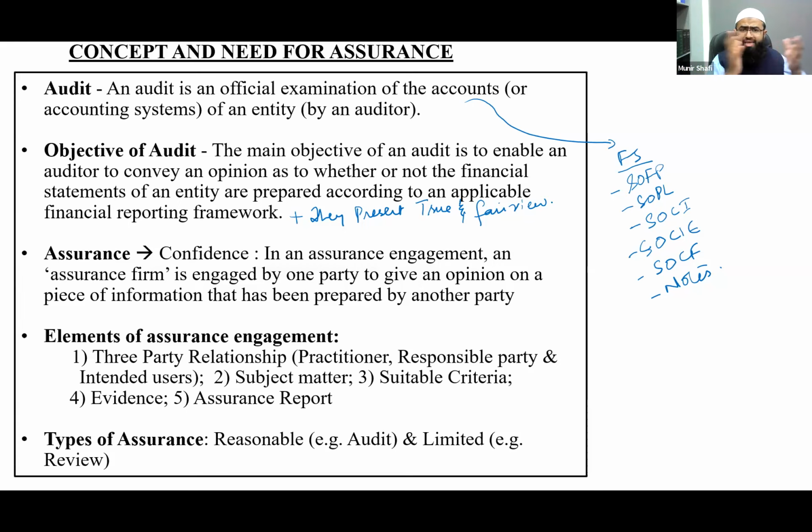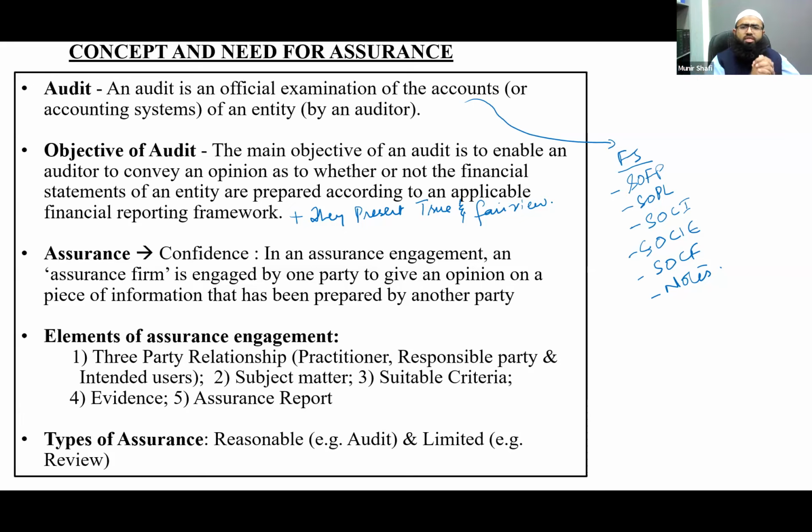So in an assurance engagement, and an audit is an assurance engagement, we all know this, an assurance firm is engaged by one party to give an opinion on a piece of information that has been prepared by another party. And we know that in audit, shareholders engage the auditor. Shareholders request the auditor, please have a look at this financial information, please have a look at these financial statements, give us the opinion whether it's okay or not. And our opinion is directed to the shareholders of the company. Therefore, if you recall, the heading of the report is Independent Auditor's Report to the shareholders of the company.